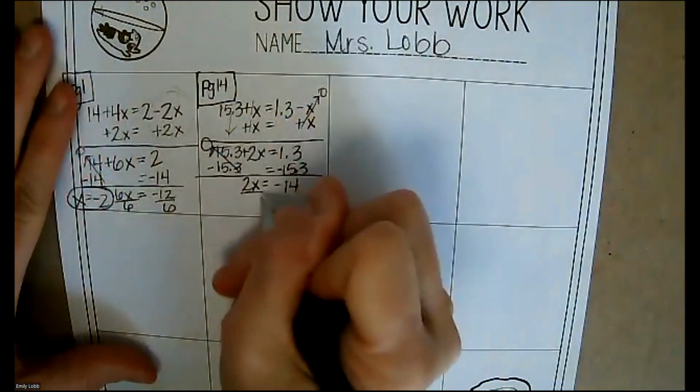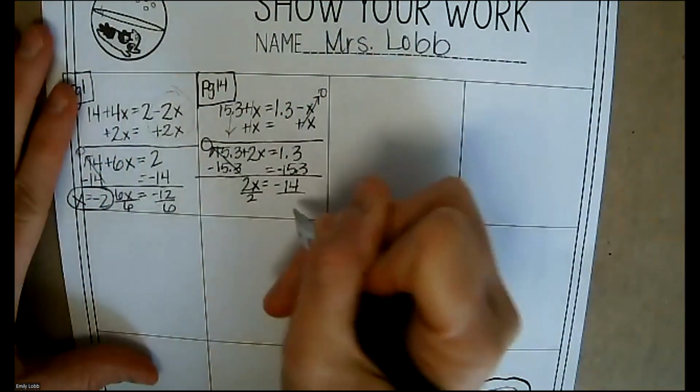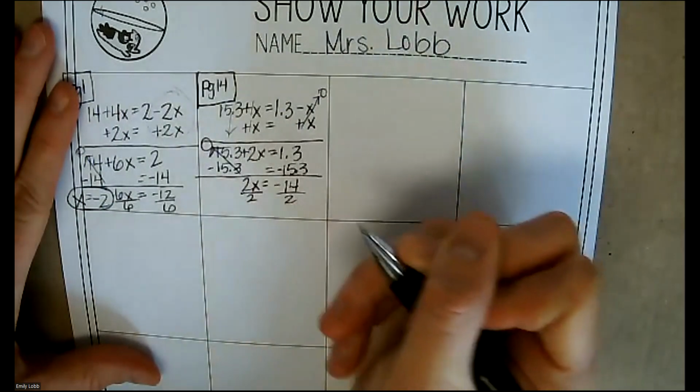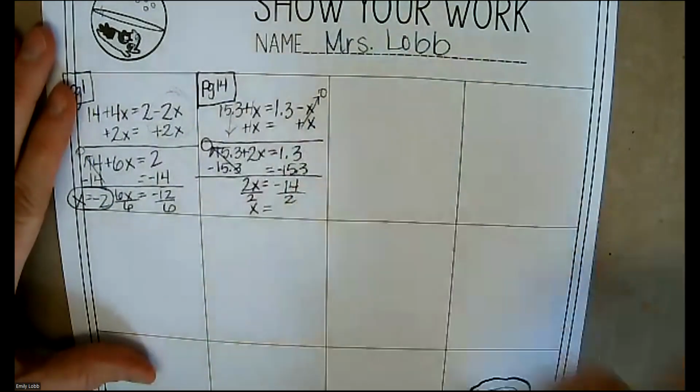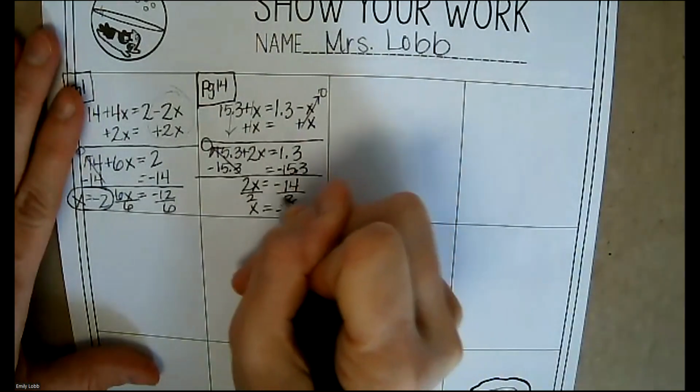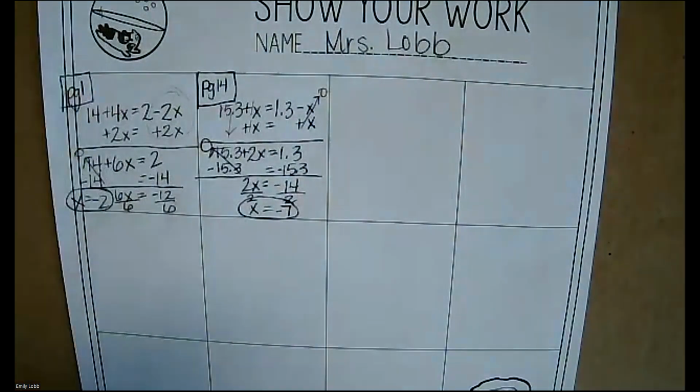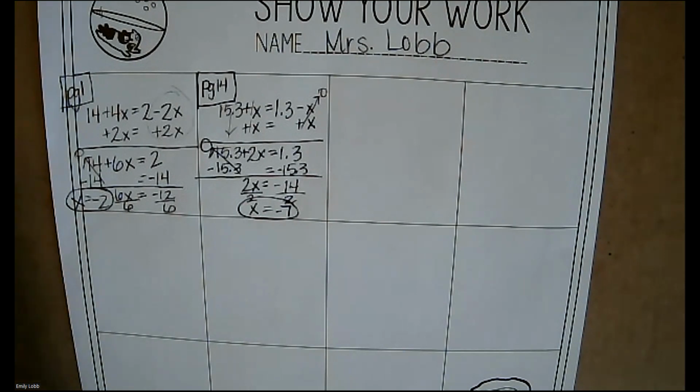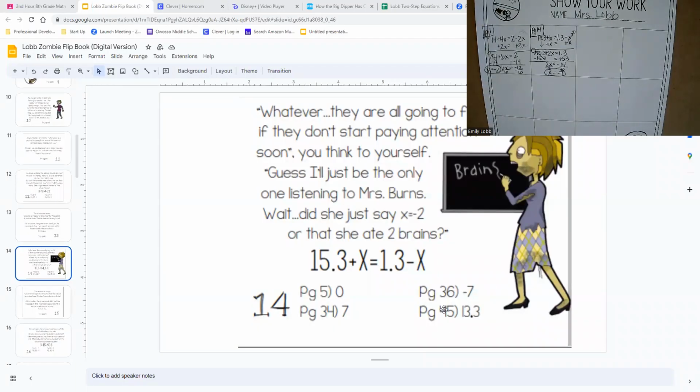Excellent. I'm dividing both sides by 2 now because when I have a number next to a letter, x equals what? -7. So be careful that you are cautious of your integer operations, that you're not getting a positive answer when it's a negative answer, right? So now, when I look to see my answers down here, page 36, very good.